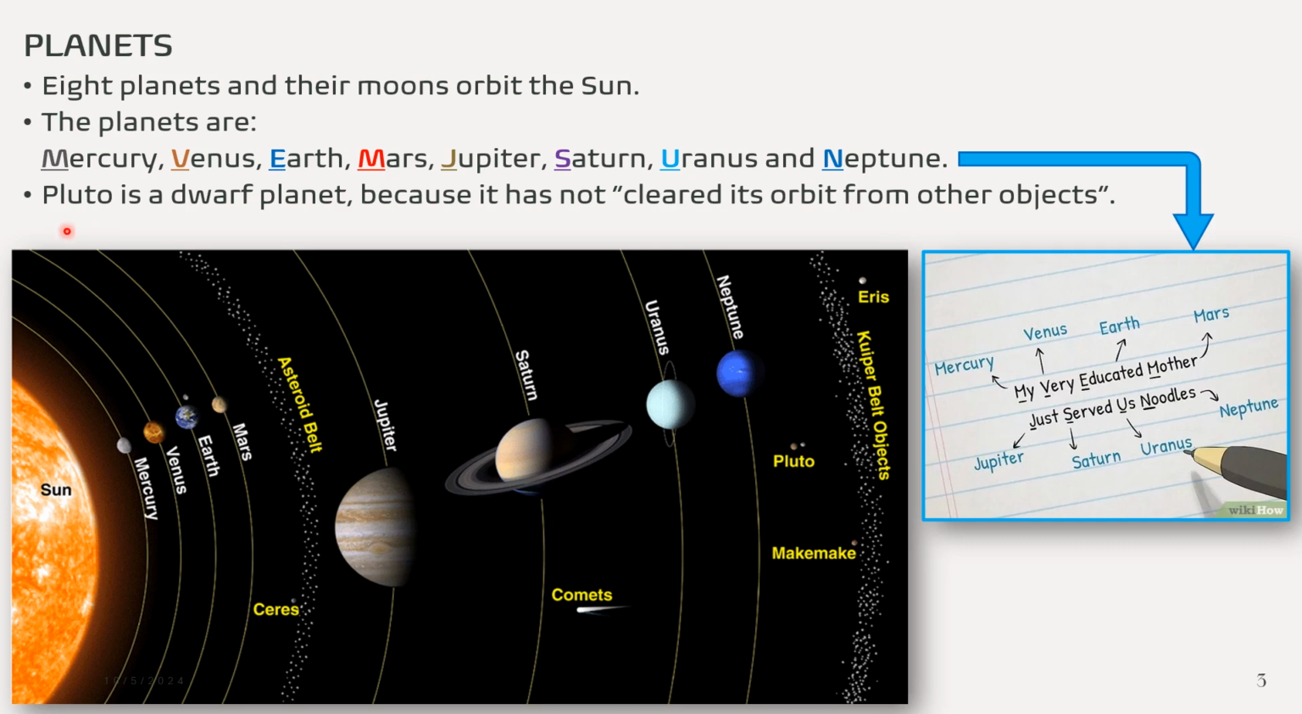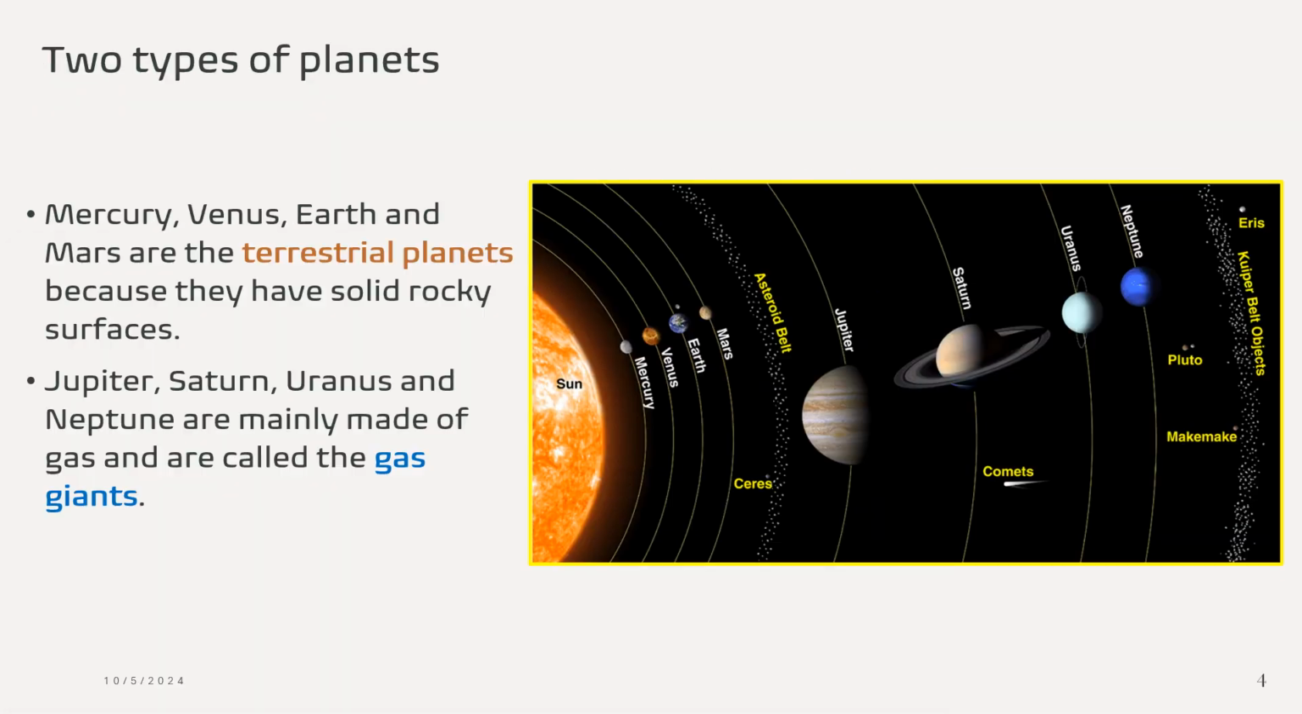And then you know about Pluto, but Pluto is only a dwarf planet. It's not regarded as a planet because it has not cleared its orbit from other objects. Pluto is moving together with many other dwarf planets and other objects in the Kuiper belt, there on the outer edges of the solar system, so it's not regarded as a planet.